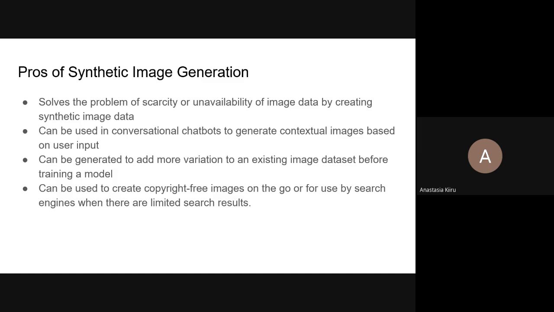Somewhere else you can use it is to add more variation to your existing image data set. You could already have a lot of data, but say you're training an animal cognition model and all your images are just dogs, so there's no variation. Maybe you wanted dogs, cats, rabbits, cows, and the rest. If you only have dogs, you don't need to struggle to find the rest of the images. You can just generate them and add them to your data set.